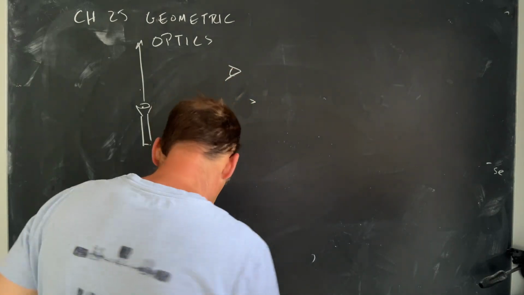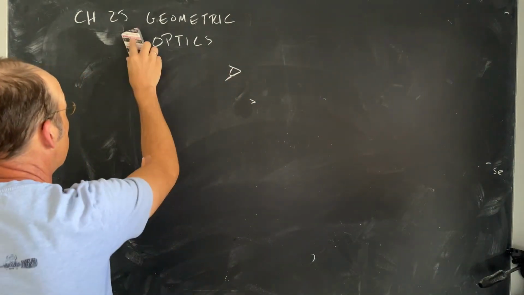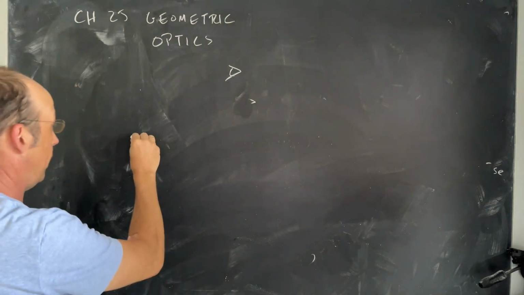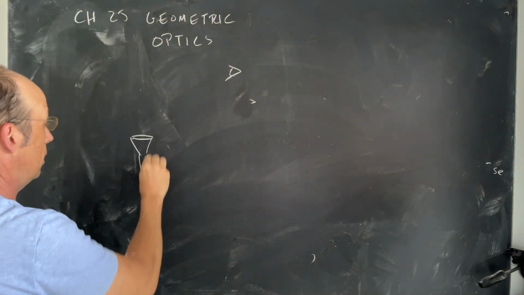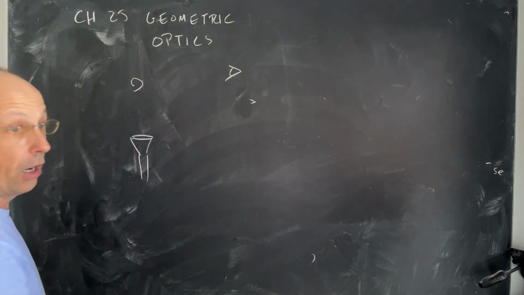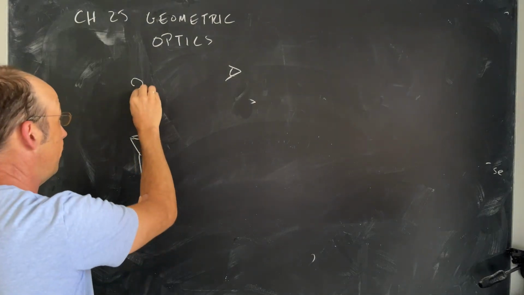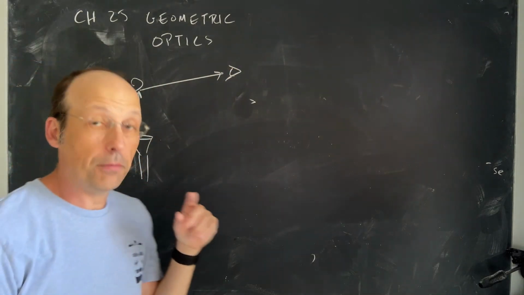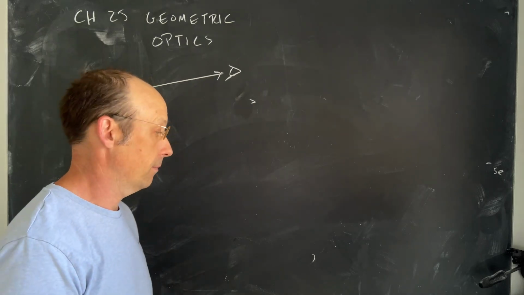Now let's talk about reflection. So I could see something. Let's go back to my flashlight example. Here's my flashlight, and I put a ball right there. I can see the ball because light comes here and it reflects into my eye. If the light reflects into my eye, then I can detect that.